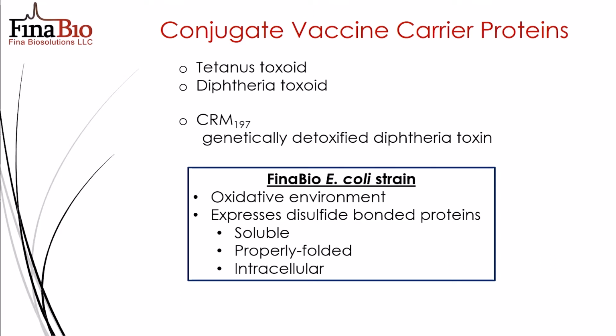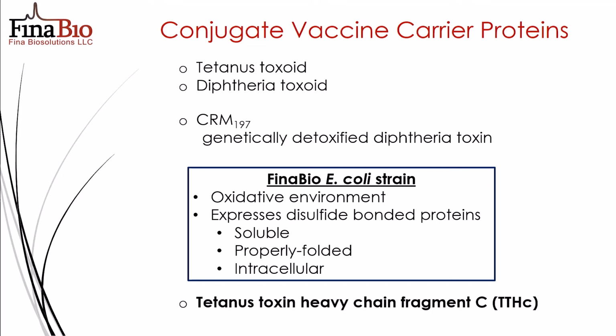There's also a need for additional carrier proteins in order to prevent carrier protein overload and the fact that some antigens just seem to work better with one carrier protein than another. We have therefore used our E. coli strain to develop a new carrier protein, a tetanus fragment, tetanus toxin heavy chain fragment C, or ttHc. And I'll be discussing the purification of this protein and our efforts to make it more affordable.